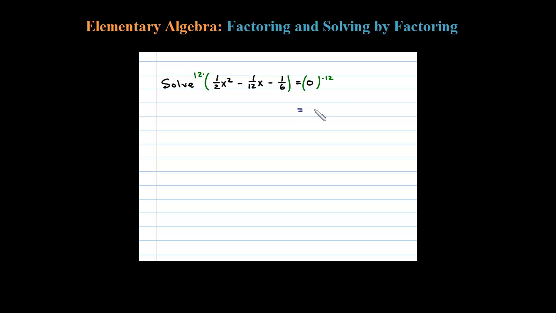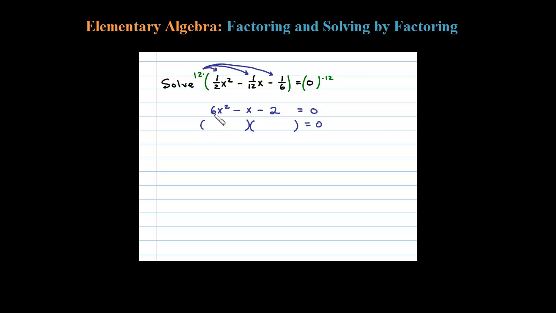On the right side, 0 times 12 is just 0. But here, when I distribute the 12, 12 times 1/2 is 6x squared. 12 times negative 1/12 is minus 1x. And then 12 times negative 1/6 is minus 2. Okay, so by multiplying both sides by the LCD, notice no more fractions. Again, be careful, that only works for equations. Now it's going to be much easier to factor the resulting trinomial.